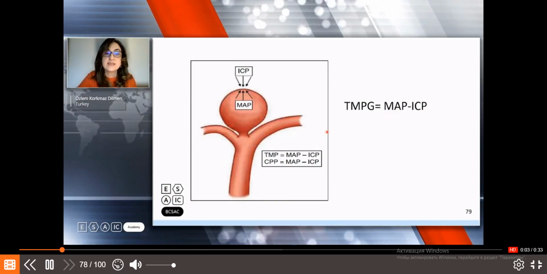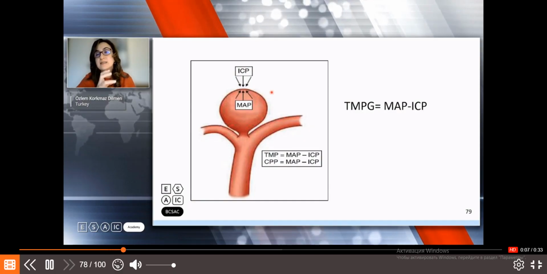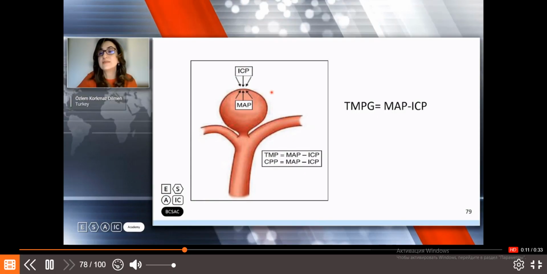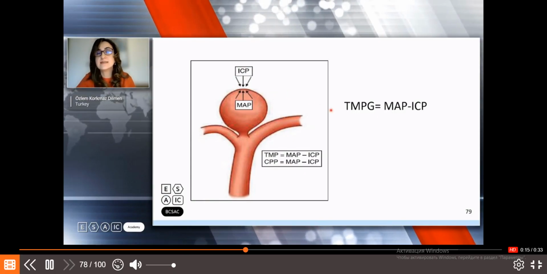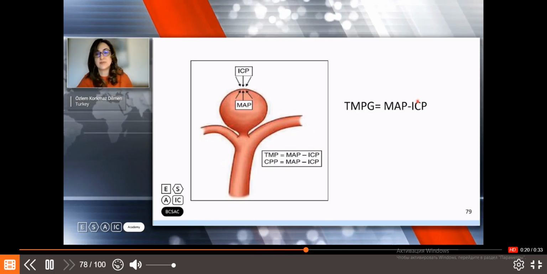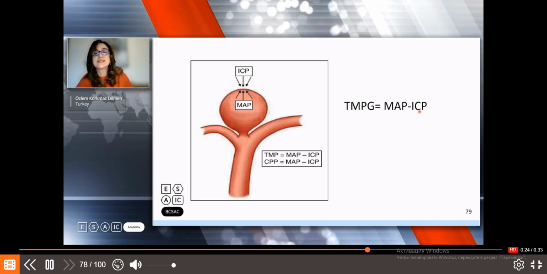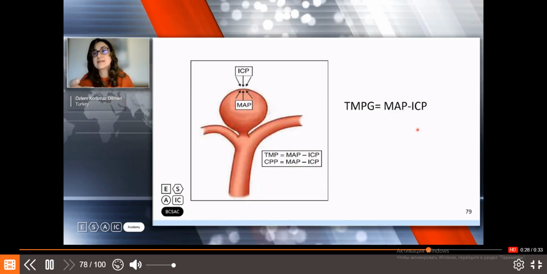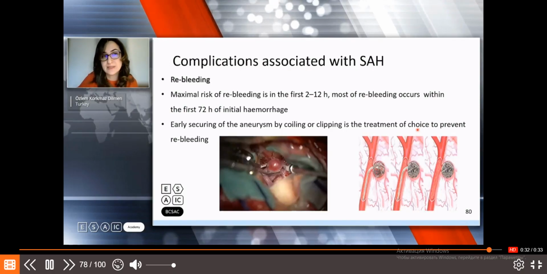Aneurysms generally bleed when the transmembrane pressure gradient increases. There are two determinants of the transmembrane pressure gradient. This is the difference between the mean arterial pressure minus the intracranial pressure. Sudden severe hypertension or sudden reduction in ICP can increase the transmembrane pressure gradient and may cause rebleeding.